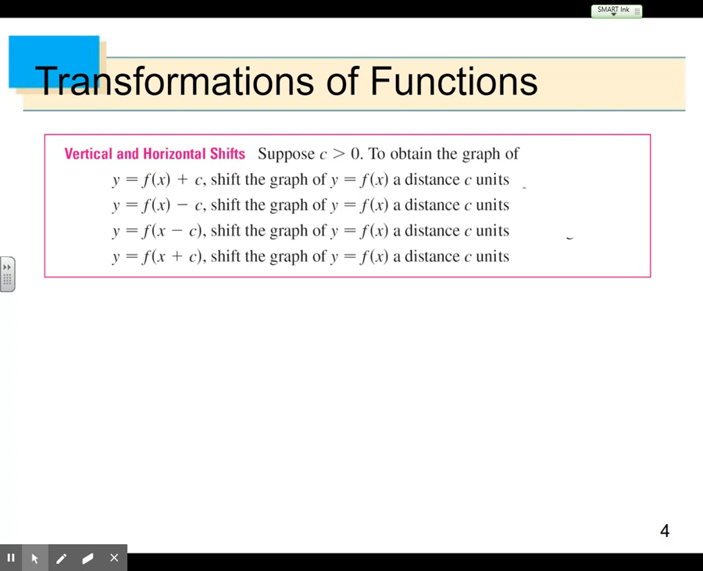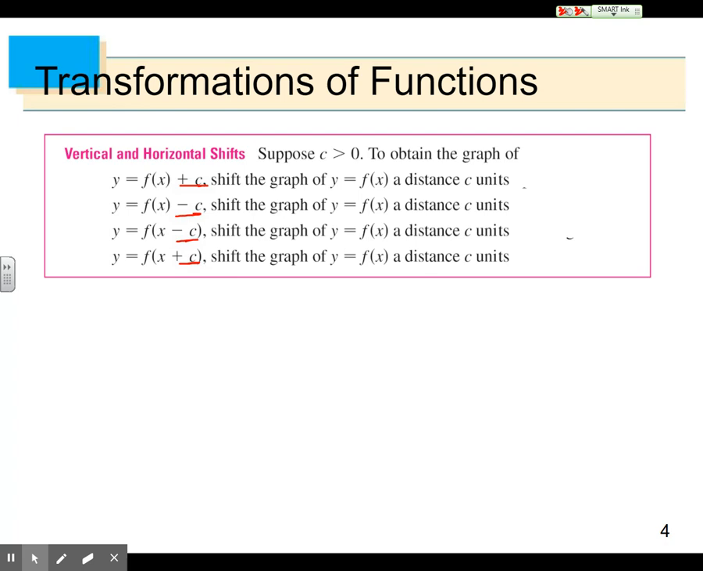First up, we're going to have vertical and horizontal shifts. Vertical and horizontal shifts are going to be when you take C and then you add or subtract it, either inside or outside the function. If you remember my rule on this, everything that's on the outside is going to follow exactly how you think it should go, while everything on the inside is going to be backwards. Outside also means that we're going to be moving stuff vertically.